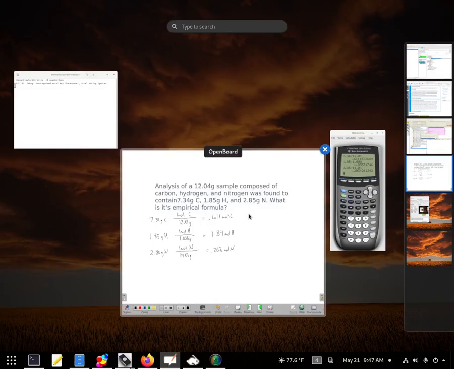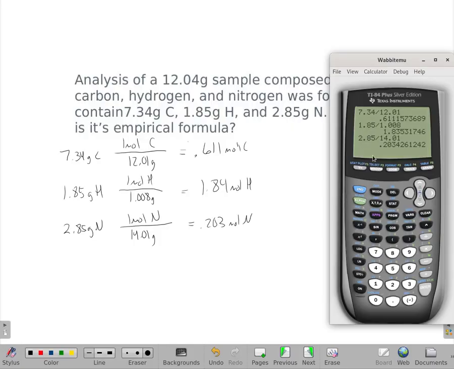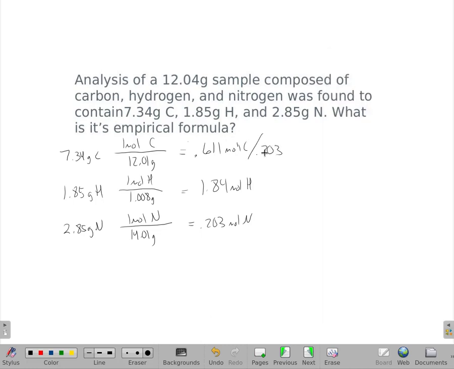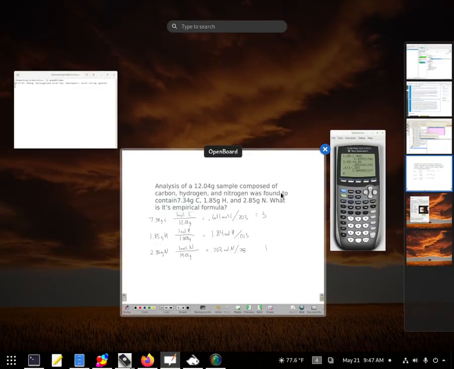All right, now what we're going to do, since the 0.203 is the smallest, we're going to divide the other 2 by 0.203. So 0.611 divided by 0.203 might not be perfectly an exact whole number, but that's roughly 3. Obviously, if we divide this by itself, that'd just be 1. And the last thing we need to do is take that 1.84 and divide it by 0.203.